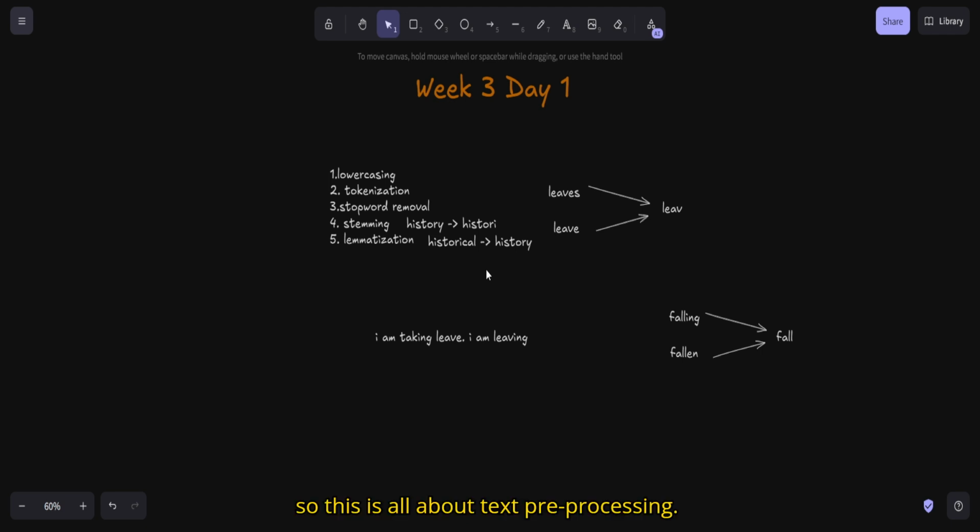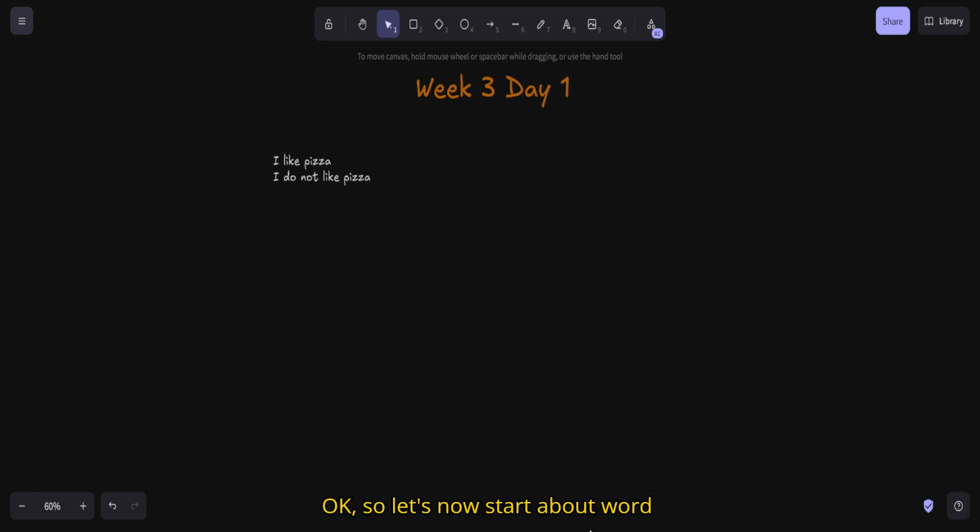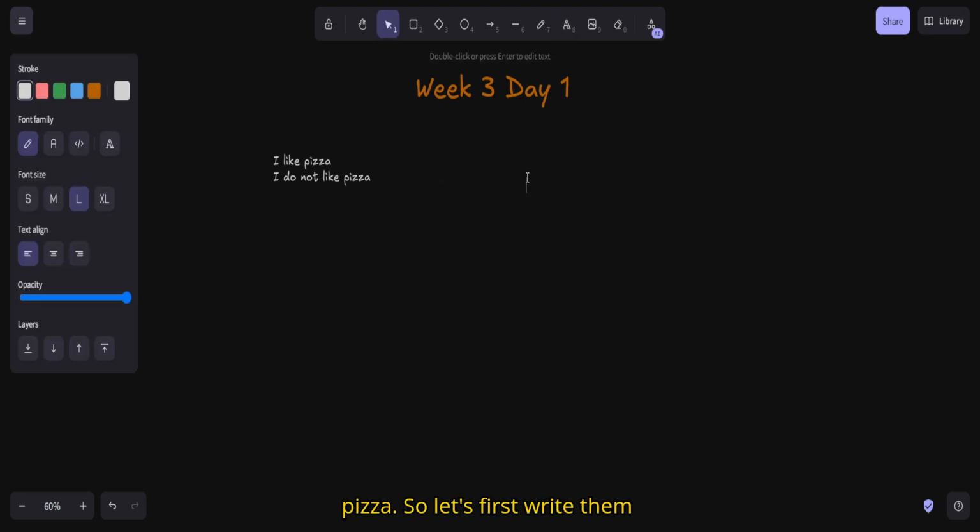So this is the main difference between stemming and lemmatization. Okay. So this is all about text pre-processing. How we prepare the text before we are going to handle it finally. Okay, so let's now start about word frequencies. Let's say we have two sentences, I like pizza and I do not like pizza. So let's first write them independently. So independently, what are the words? I do not like pizza. These are the independent words.